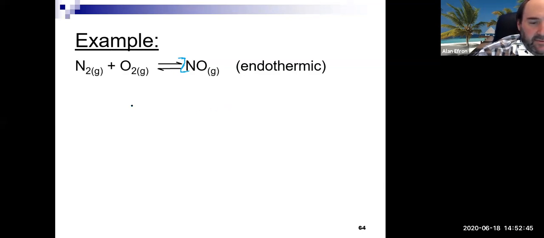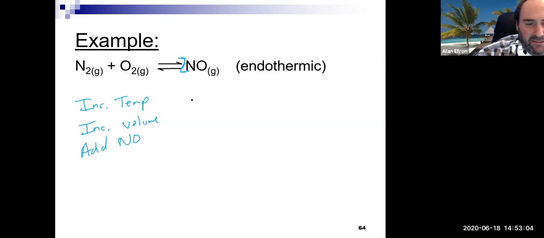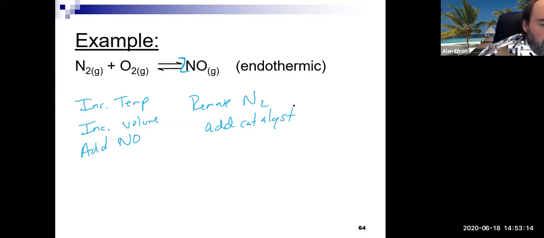All right, so let's do some of these ones here. Let's increase the temperature. Increase the volume. Let us add NO. Let us remove N2. Let us add a catalyst. All right, take a minute or two and see what you come up with.